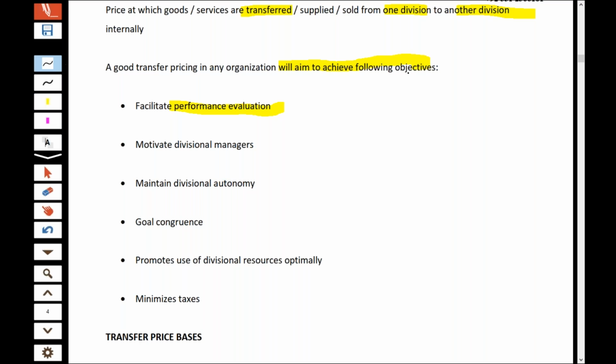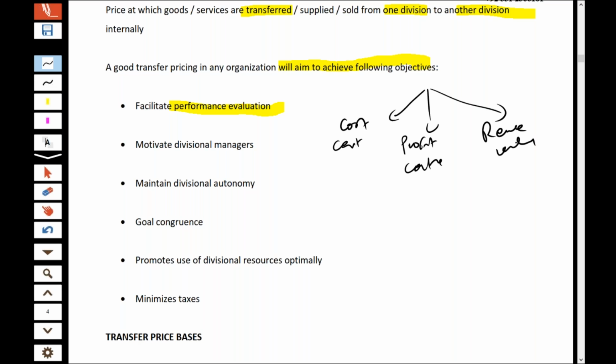Now, let's try to have an understanding. You can have organizations where one of the departments is a cost center, one of them is a profit center, one of them is a revenue center, one of them could be the investment center. So there could be multiple types of departments: the profit center, cost center, revenue center, etc. That's how things could operate. So depending upon how your organization is, the transfer pricing policy should be in line such that it is able to facilitate the performance evaluation.